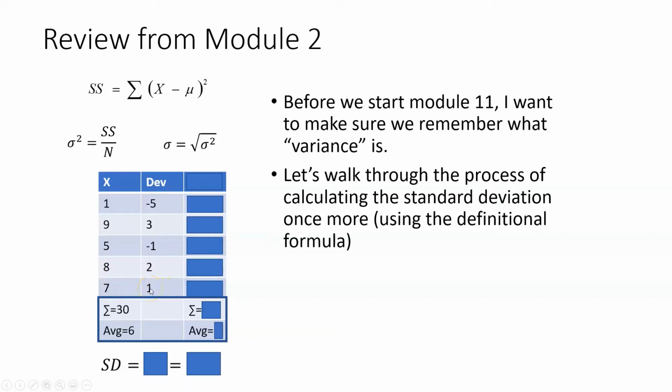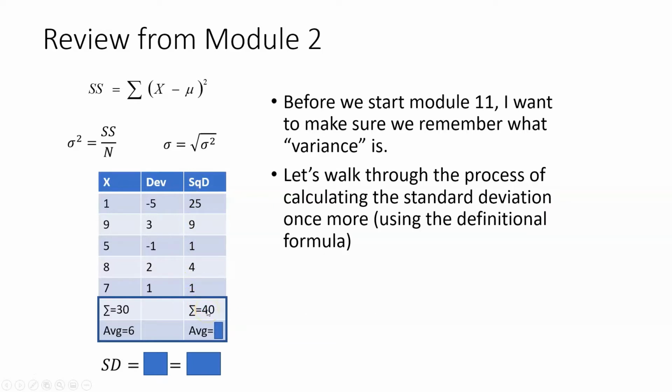After that, we have to square each deviation score. So we take the squared deviation score, which is negative 5 squared, 25. 3 squared, 9. Negative 1 squared, 1. 2 squared, 4. 1 squared, 1. And then, in order to get the sum of the squared deviations, we add them up. That comes to 40.